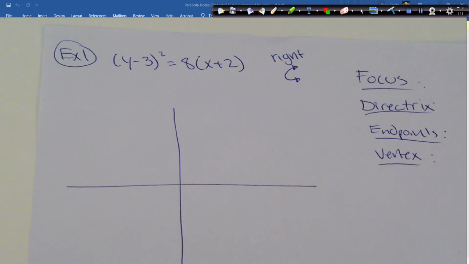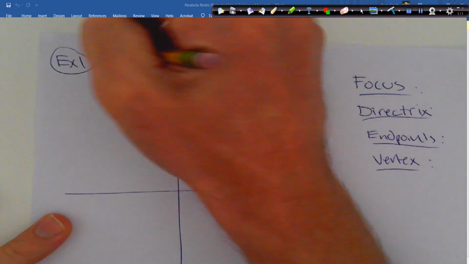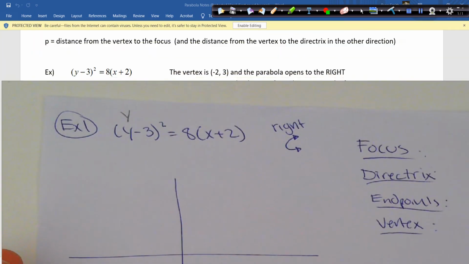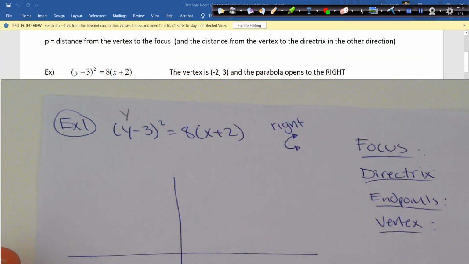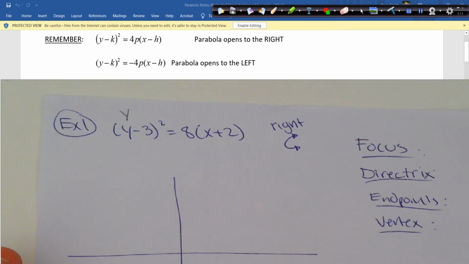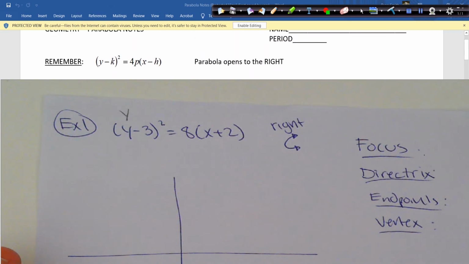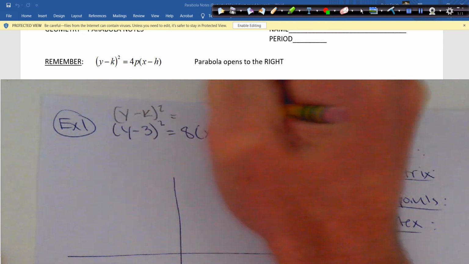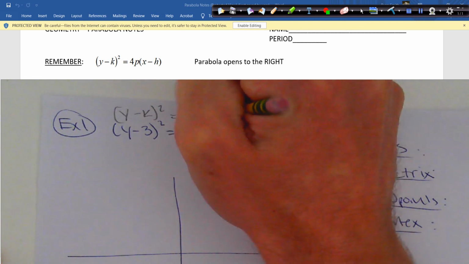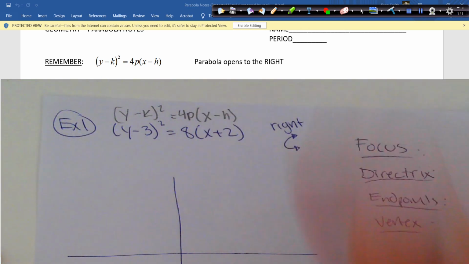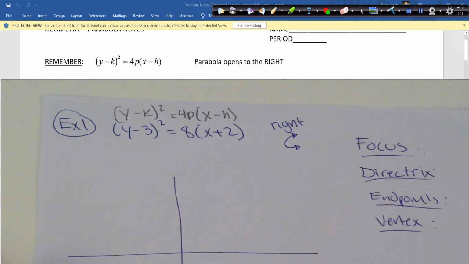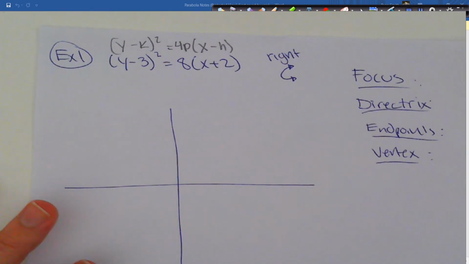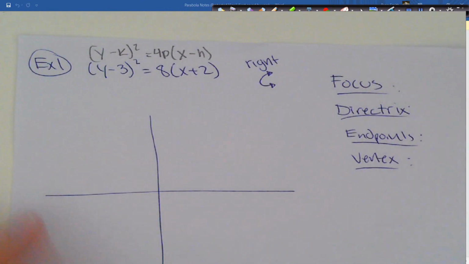Now, I do like to write the equation right above it. Remember, it's h, and let's see, if I move this down, we might be able to see the equation. We said it's going to the right, so it should look just like that: y minus k squared equals 4p times x minus h. Okay? So I like to write the formula in the right version right above it, and it's opening to the right. Okay, so the first thing we can actually write is the vertex.